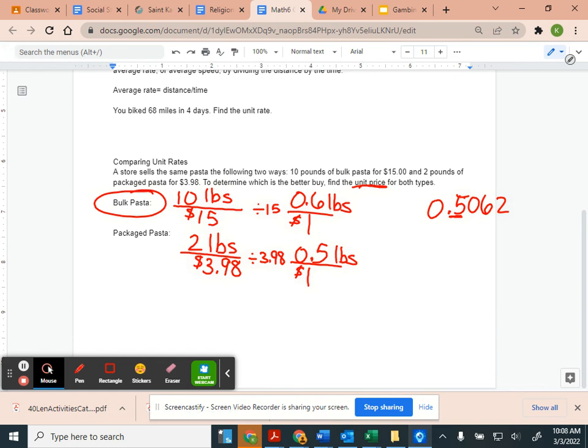Zoe? Yes? I'm rounding to the 10th place, so I had to look at the 100th place. Yep. We were rounding to the 10th place, so you have to look at the 100th to round to the 10th.